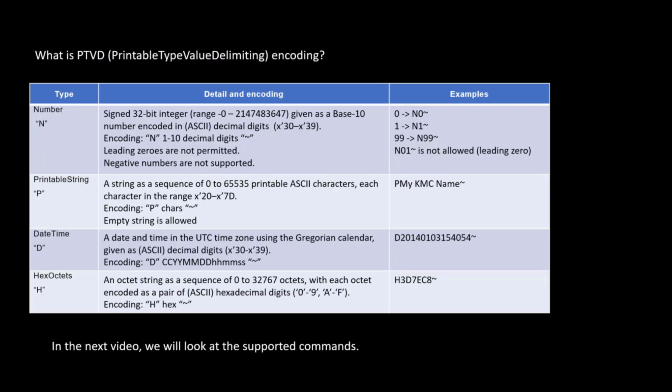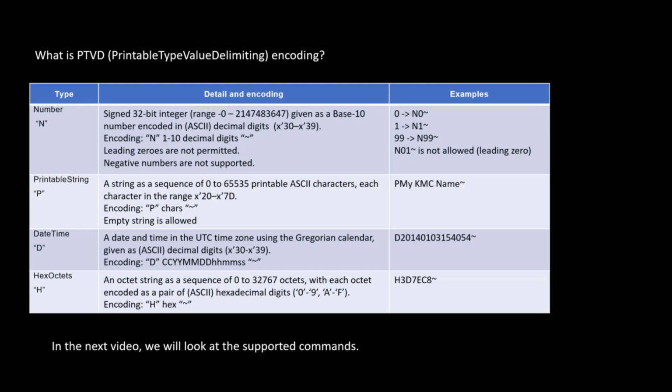What is PTVD? PTVD encoding is essentially a string of data which is delimited by certain start headers, and the header for a number, for example, is an N. An N signifies a 32-bit integer in the range 0 to that large number there, and leading zeros are not permitted and negative numbers are not supported. If you look to the right, a 0 is represented as N0. The tilde character at the end is the termination character. A 1 is represented as N1, and 99 as N99. N01 is not allowed because it has a leading 0.